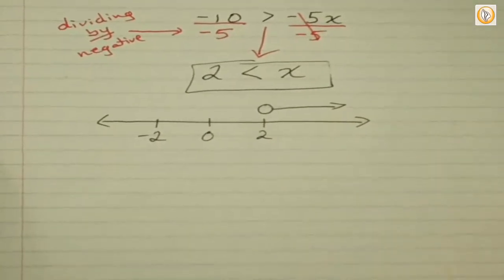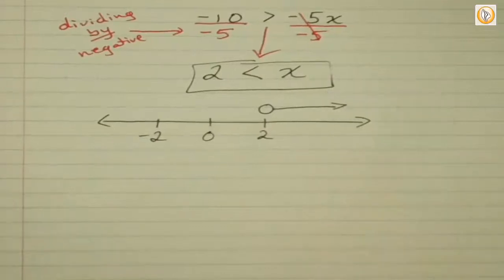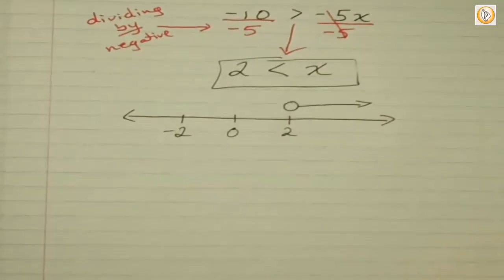Any questions? Yeah. Because I'm thinking the arrow is going the direction of the 2. Like, the 2 is less than. It is less than x. Yeah, I know. I understand it. It's just confusing. Okay, it is confusing.